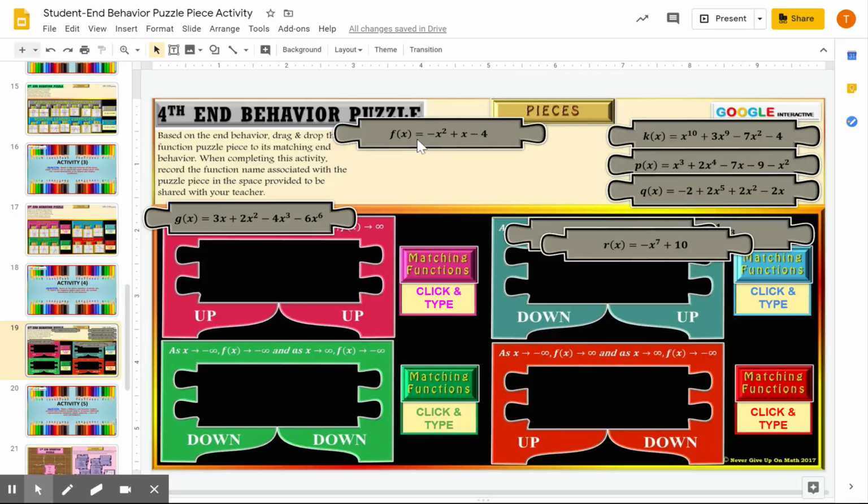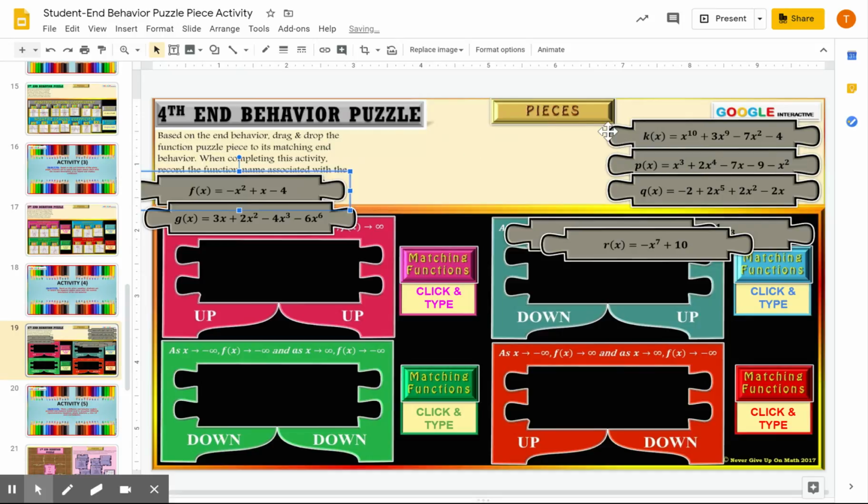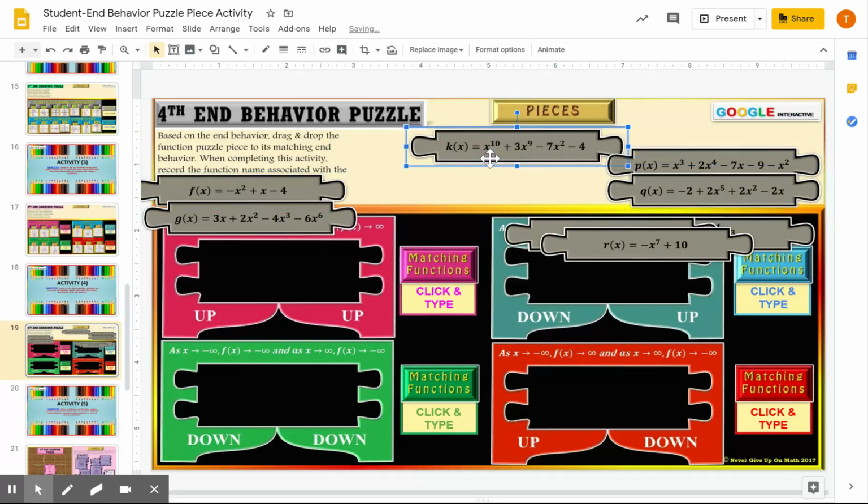Now I'm looking at this f of x. I have negative x squared plus x minus 4. This is in standard form. Goes 2, then 1, then the constant. So is 2 an even or odd number? Even, right? Okay, so I move this over here. And then just keep going. I have x to the 10th, x to the 9th, x squared. So 10 is the biggest, so this is in standard form, and 10 is an even number. So I'm just going to scoot that over here.